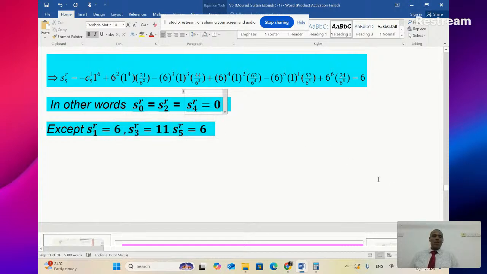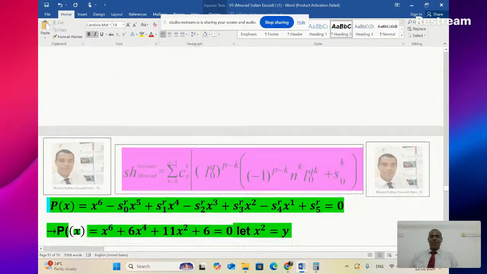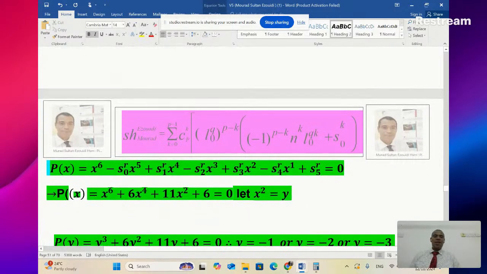Now I'm going to write my equation. The equation, we said, P of x, after finding the new coefficients, has to be written as P of x equal x raised to the power 6 minus S0 of order R, x raised to the power 5, plus S1 of order R, x raised to the power 4, minus S2 of order R, x raised to the power 3, plus S3 of order R, x raised to the power 2, minus S4 of order R, times x, plus S5 of order R equals 0. Now this one is 0, no need to write it. This is 0, also no need to write, and this one.